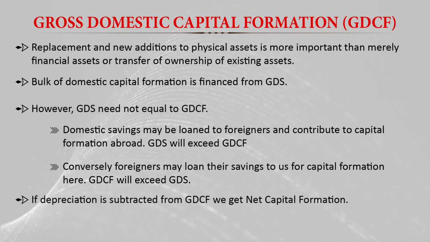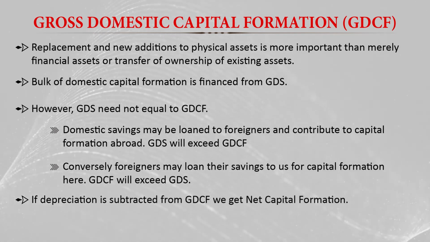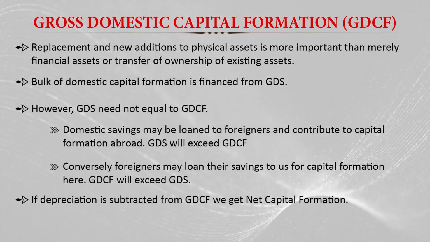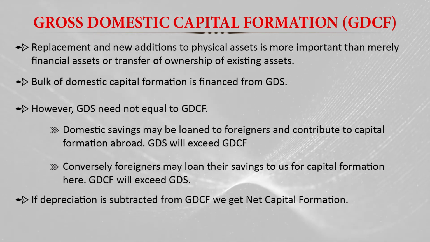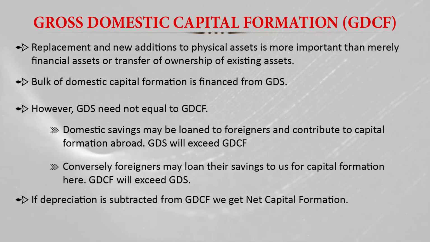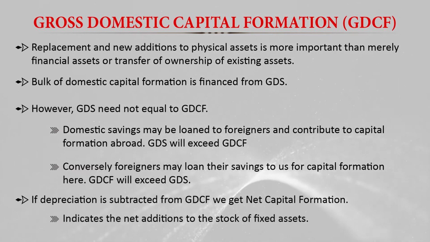So if depreciation is subtracted from the GDCF, we get the net capital formation. So this is gross domestic capital formation and net capital formation. If you subtract the depreciation amount from the gross capital formation, we get the net capital formation, and basically it indicates the net addition to the stock of the fixed assets.